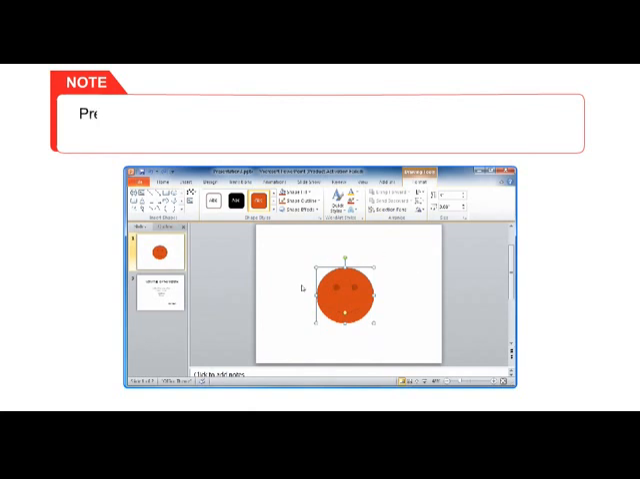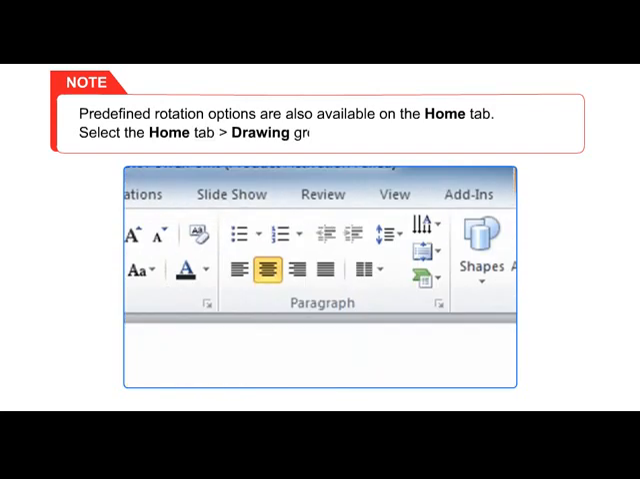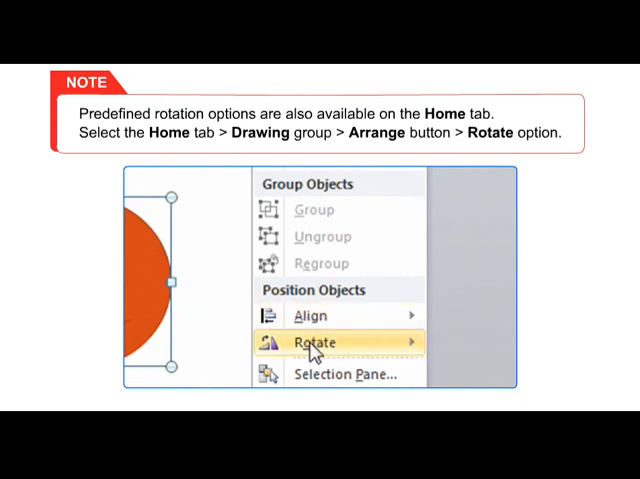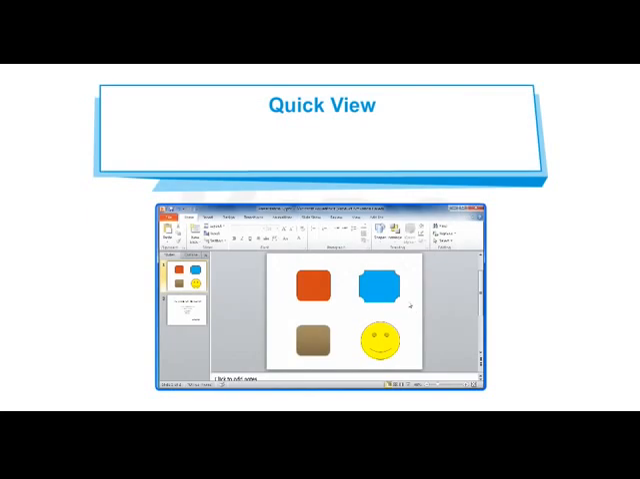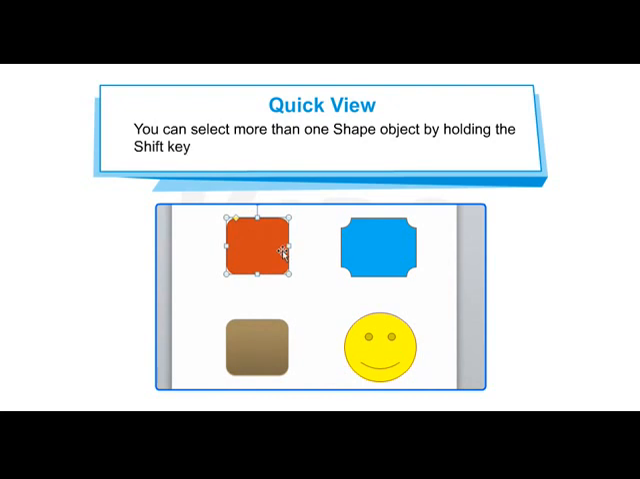Students note that predefined rotation options are also available on the Home tab. Select the Home tab, then go to Drawing Group, then go to Arrange button, then go to Rotate option. Students note the fact that you can select more than one shape object by holding the Shift key and clicking on the required object.